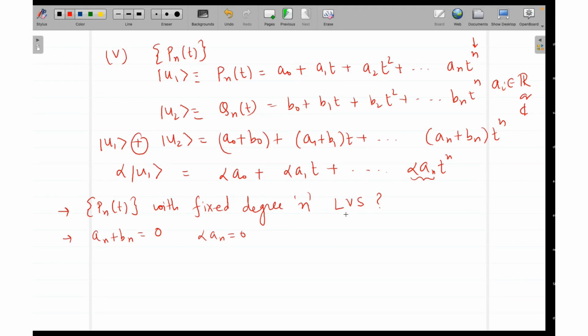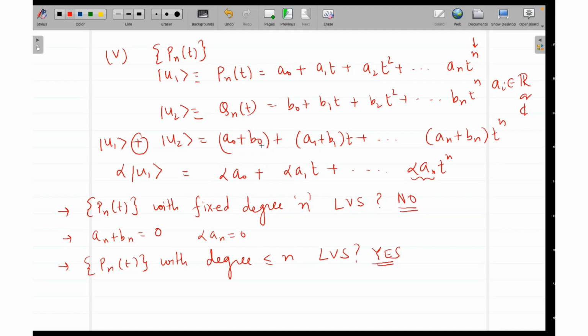Now let me just change the question. Will P_n(t) with degree less than or equal to n constitute a linear vector space? Yes, sir. Usual addition and scalar multiplication, and this will be yes, because now it does not matter.